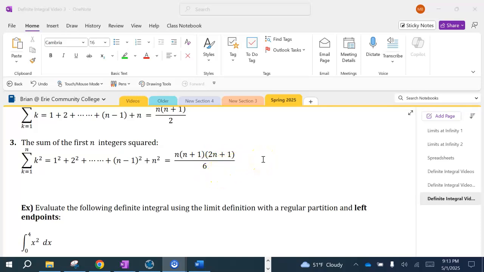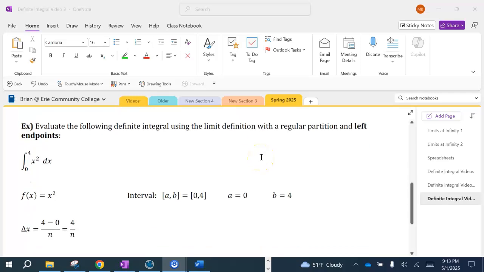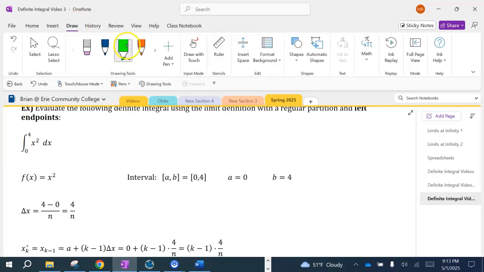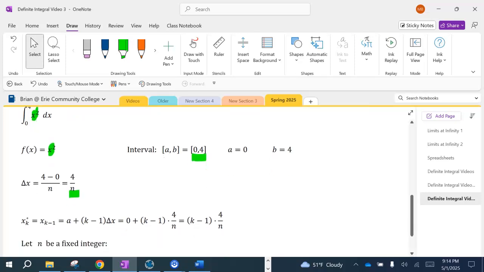All right, let's take a look here. So I've got some of this typed out, and then we'll do some writing. So again, we're going to use left endpoints here. Again, the function is x squared. So notice our integrand is x squared, so the function f of x we're talking about is x squared. Our interval is of length 4, so we're going to divide that into n pieces. So our delta x value is 4 divided by n.